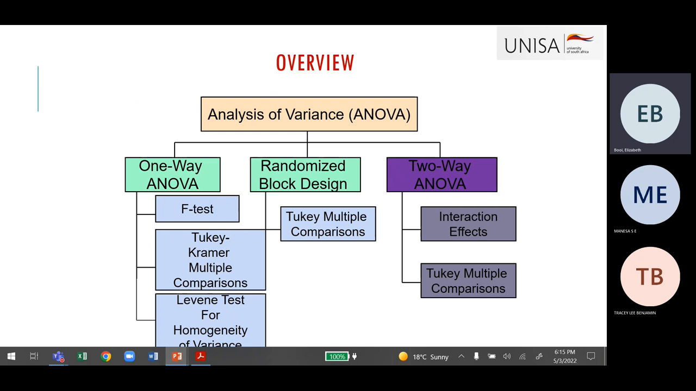So in terms of the ANOVA, we can run three different types of ANOVA. We can run a one-way ANOVA, which is the one that we're going to be concentrating on, as well as the randomized block design. We're going to look at that. In your module, you're not going to cover any two-way ANOVA, which looks at the interaction effects. We only look at one effect.